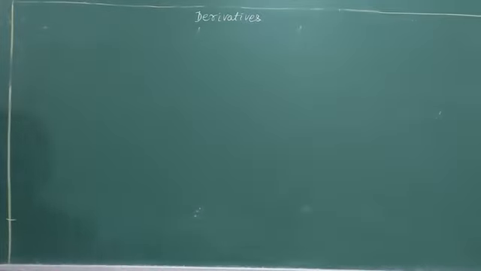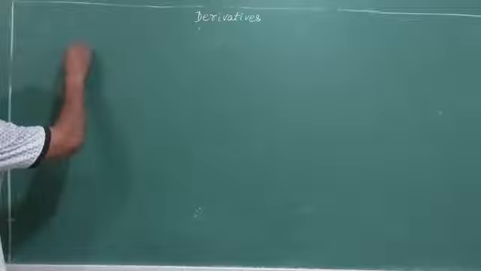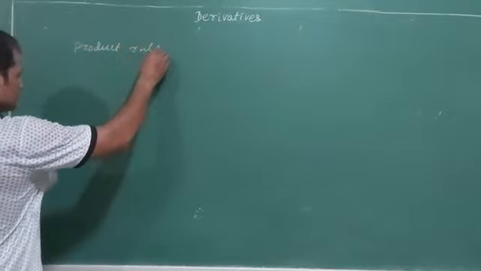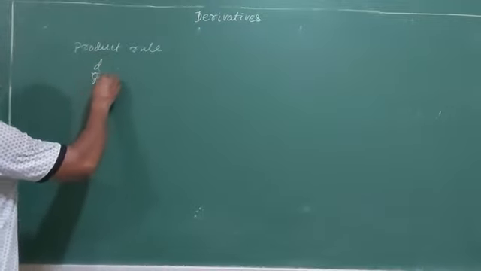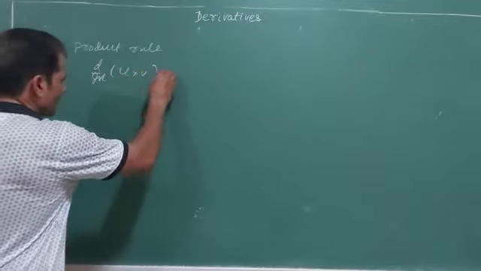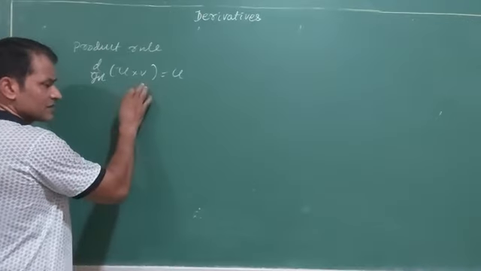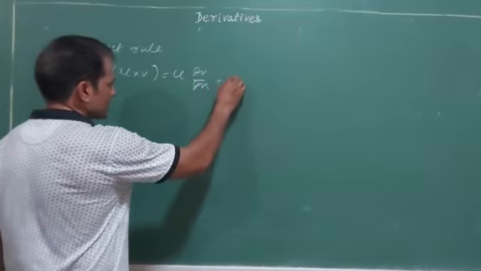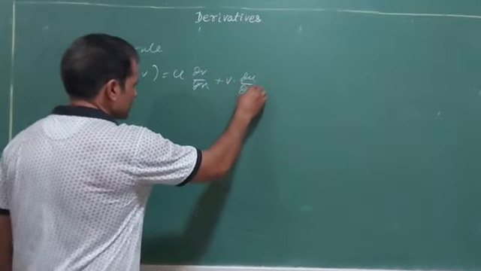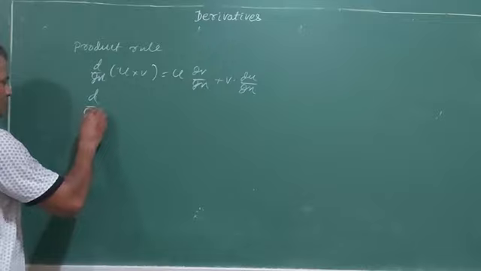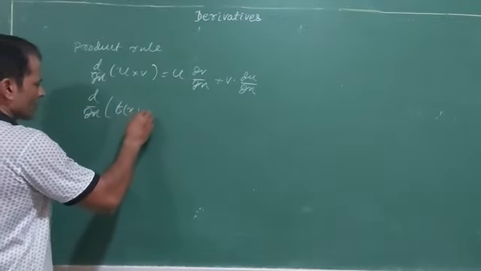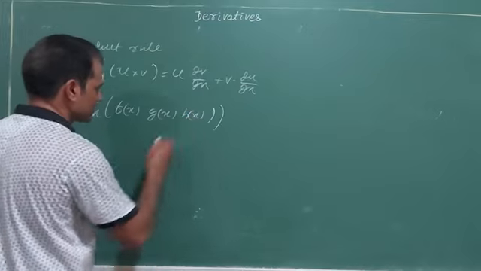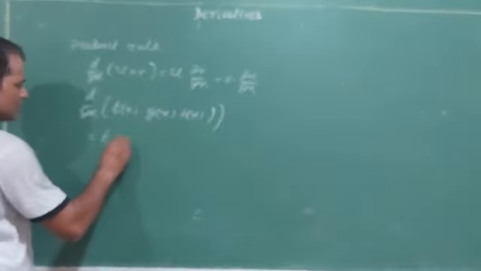Then we will revise product rule. What is studied: u into v, where u and v are functions of x. Derivative is u into d/dx of v plus v into d/dx of u. Suppose instead of u and v, for example, I write f(x), g(x), and one more term let us consider h(x). That means there are 3 terms of x. One by one, keep f(x) and g(x) silent.